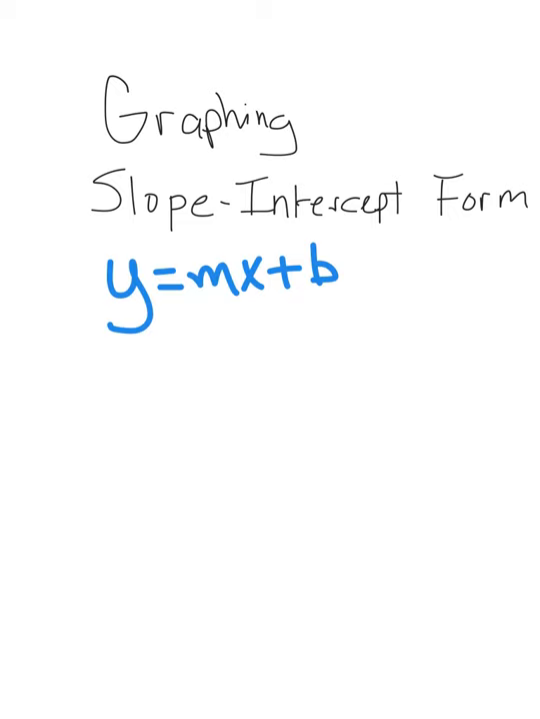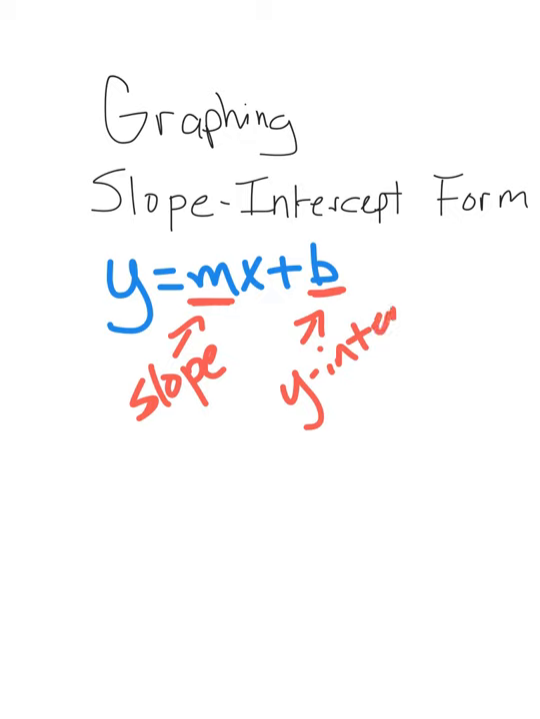Okay, so when we're in this form, we have some important information we need to look at. Whatever that m is, that is the part that tells us the slope. And the b, that's the part that tells us the y-intercept. Now, whenever we're looking at a graph, we're going to graph this y-intercept first. And then we're going to use the slope to help us figure out what the next point is going to be from there. So the slope is going to be the part that we look at second.